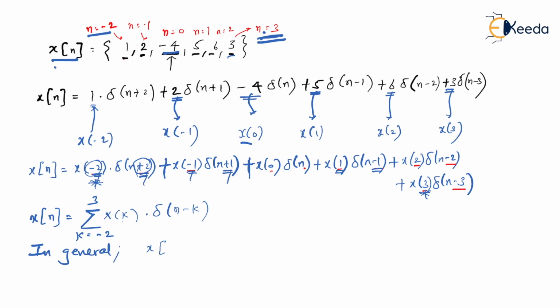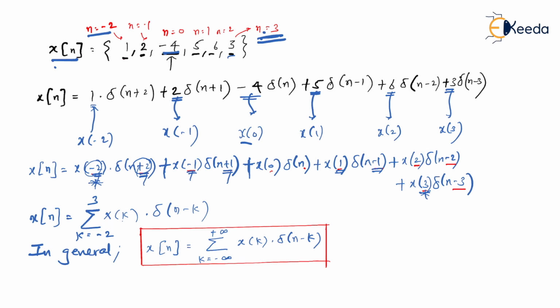I can write x of n as summation. I'll say k equal to minus infinity to plus infinity. I'll write x of k dot del of n minus k.